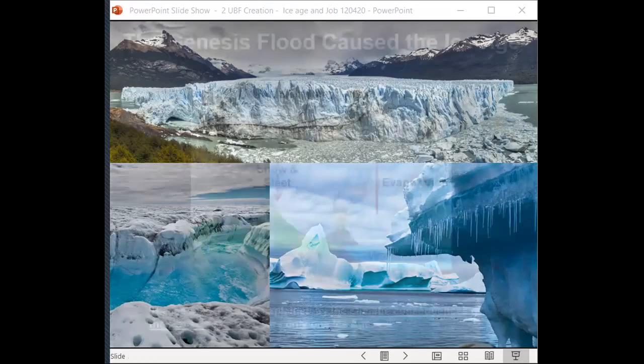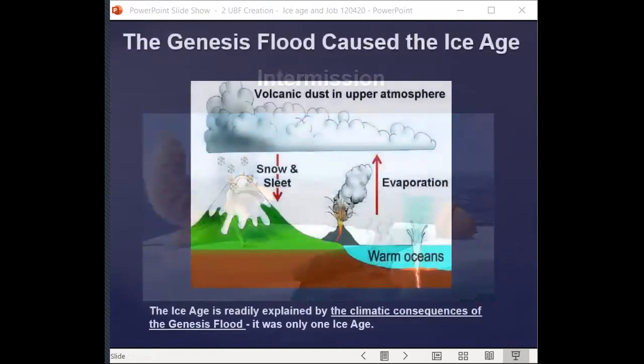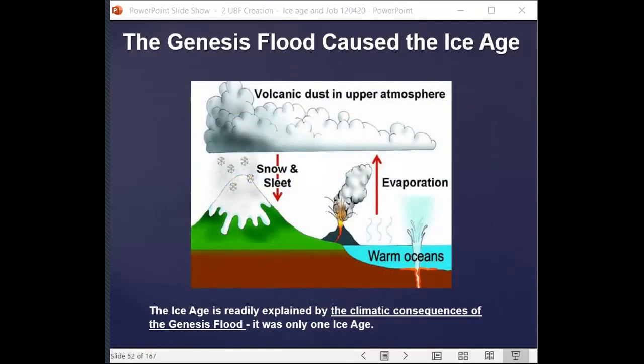So in summary, the high energy events during the Genesis flood were more than sufficient to cause an ice age. The ice age is readily explained by the climate consequences of the Genesis flood. There was only one ice age, not millions of ice ages. One ice age.